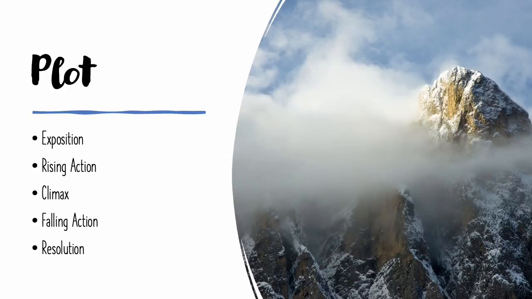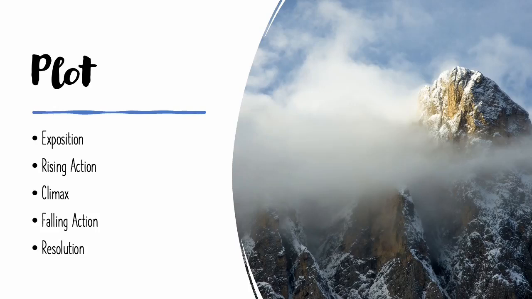Another thing you need to know about is the plot. The plot is the set of events that connect readers or listeners to the hero and the story's ultimate goal. In the construction of a plot, there could be at least 5 elements. Number 1, exposition. As the term itself explains, exposition sets the tone for the character and the setting by introducing it.